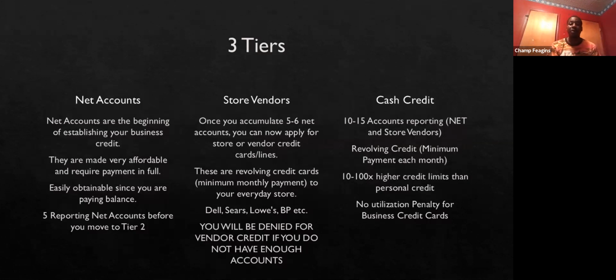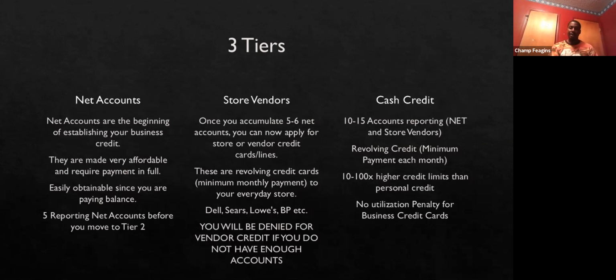You will be denied for vendor credit if you do not have enough accounts. They will deny you. Some will let you put down a big security, and security just means you're putting the money down for it. There are some that will allow that, okay? But for the average one, if you skip tier 1, you're gonna get denied. I'm telling you, I've been there, okay?